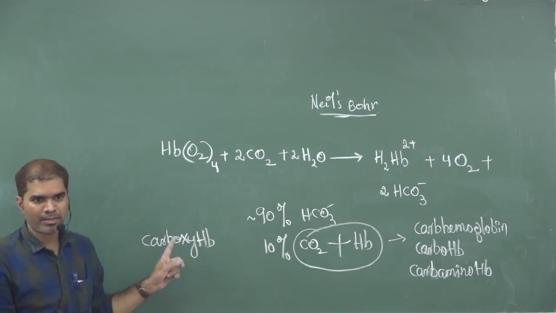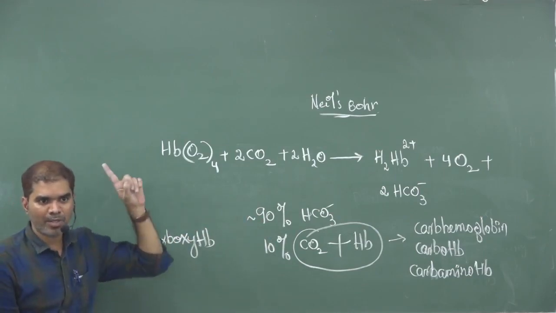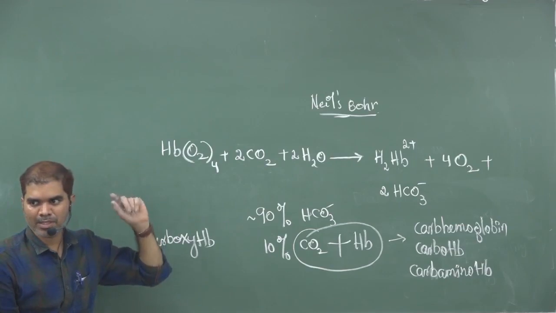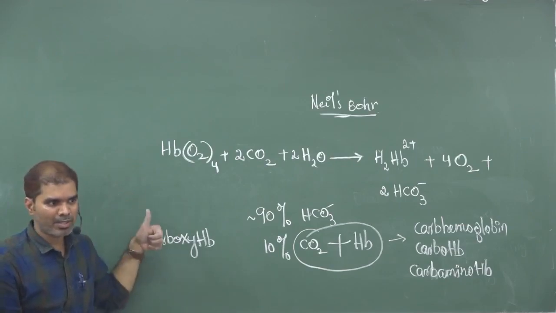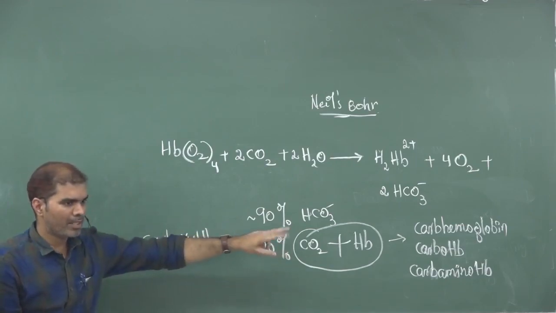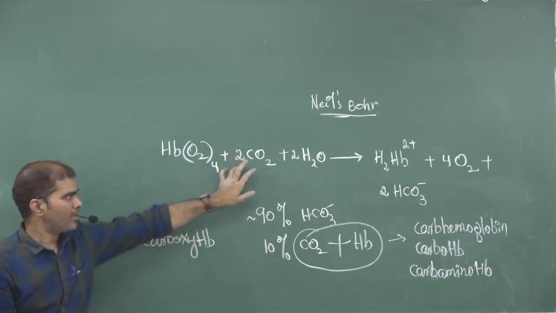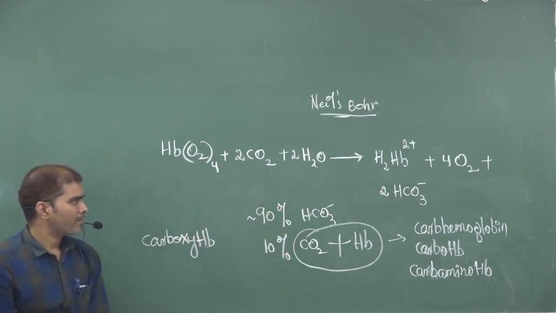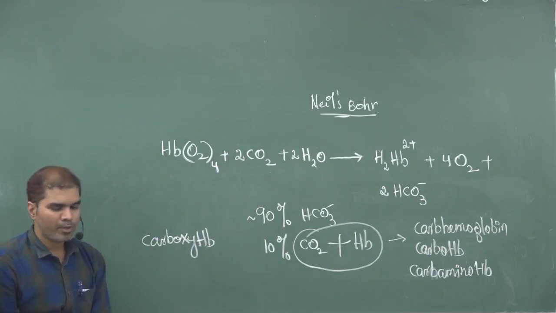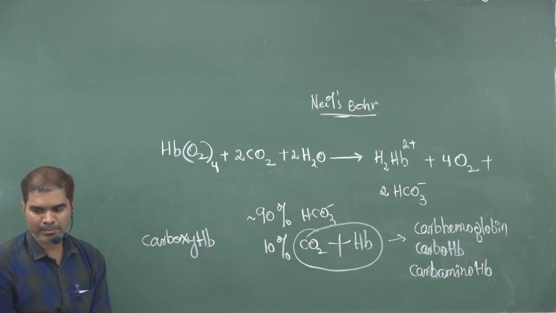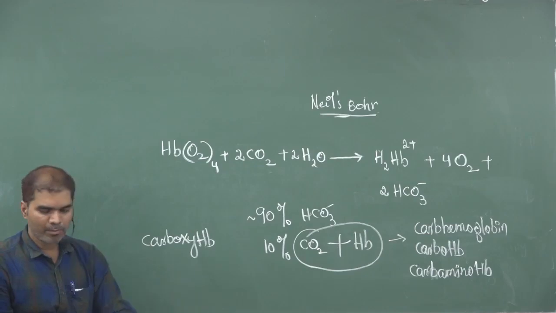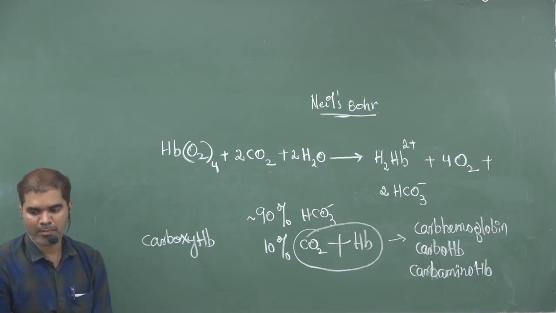Carboxy is hemoglobin attached to carbonyl, CO. That is called CO poisoning. That is carboxy. This is carbamino or carbo or carb. So there is a difference. Okay? Write down this reaction. I'll give you a few points. Carboxy is different from carbamino.